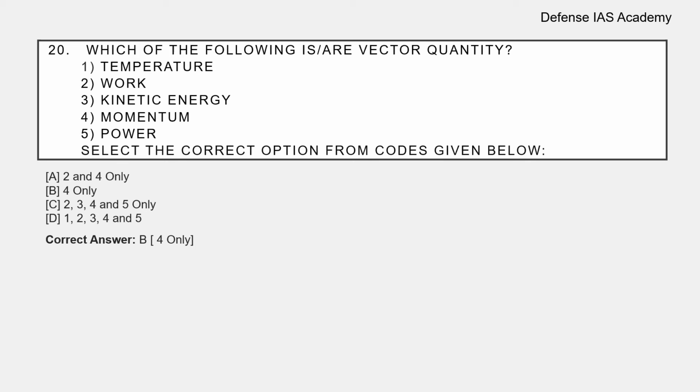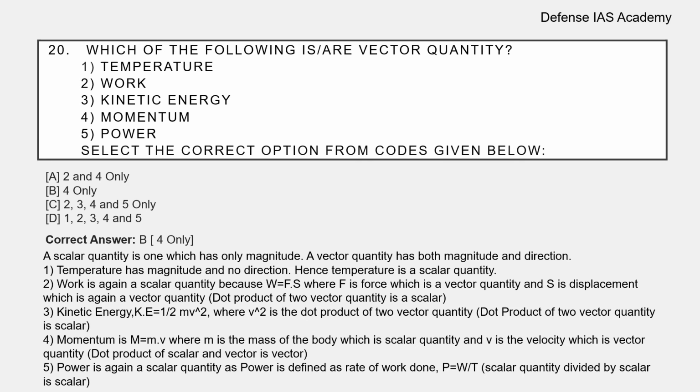Now let us see the reasons. A scalar quantity is one which has magnitude. A vector quantity is one which has magnitude and direction. Now let us see the options. The temperature has magnitude but no direction. So temperature is a scalar quantity.